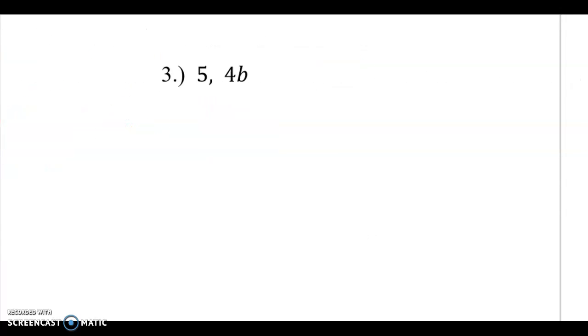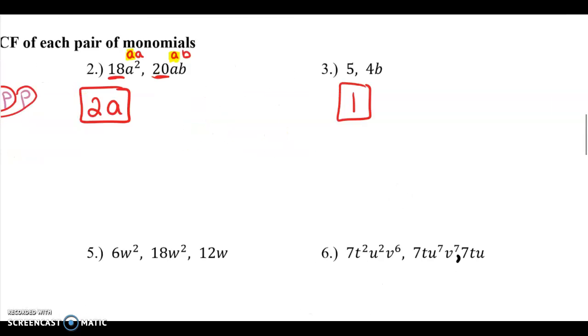All right, moving on to your next one. 5 and 4 don't have any factors in common besides 1. And there's no b here, so they have no factor in common when it comes to a variable. So your answer is just 1. Their GCF is 1.